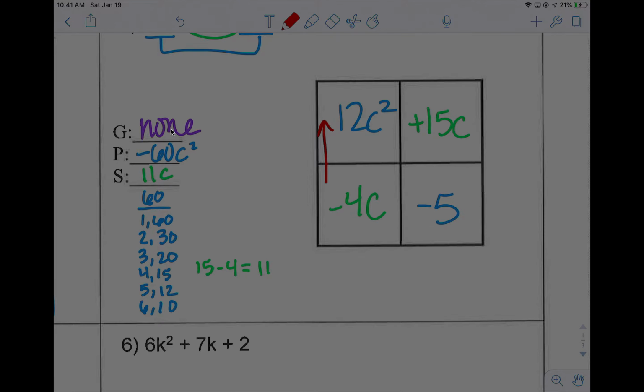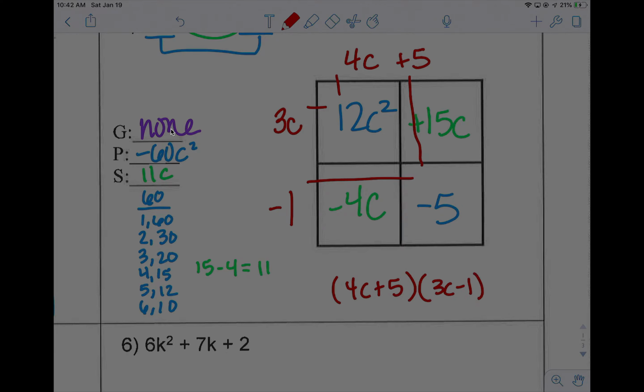So now I can take out GCFs. 12c squared and negative 4c share a 4 and a c. 15c and negative 5 share a 5. 12c squared and 15c share a 3 and a c. Negative 4c and negative 5 don't share anything, so we put a 1 as a placeholder, and it's negative because the 4 is negative. Quick check, 3c and 4c is 12c squared. 5 times negative 1 is negative 5, so I have 4c plus 5 and 3c minus 1.